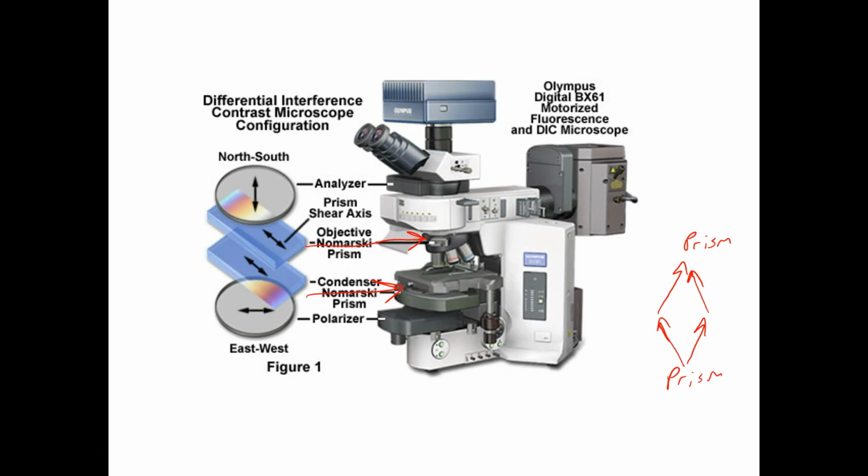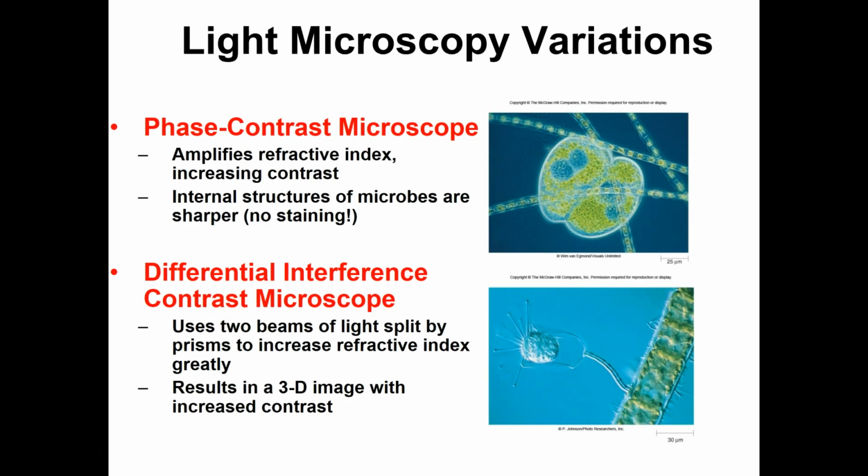By doing this, by hitting your specimen with these two beams of light and then recollecting them, you create these beautiful three-dimensional images. So you can see in the bottom right-hand corner, you have some kind of specimen. I'm not sure what it is, unfortunately, but those fine glass features are only visible because of the use of this DIC microscope. If you had stained this or used some other light microscope, you wouldn't be able to see those fine features.